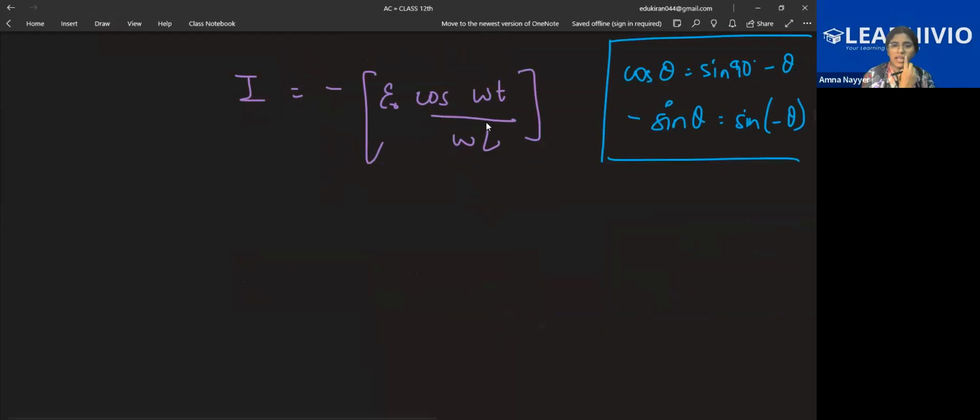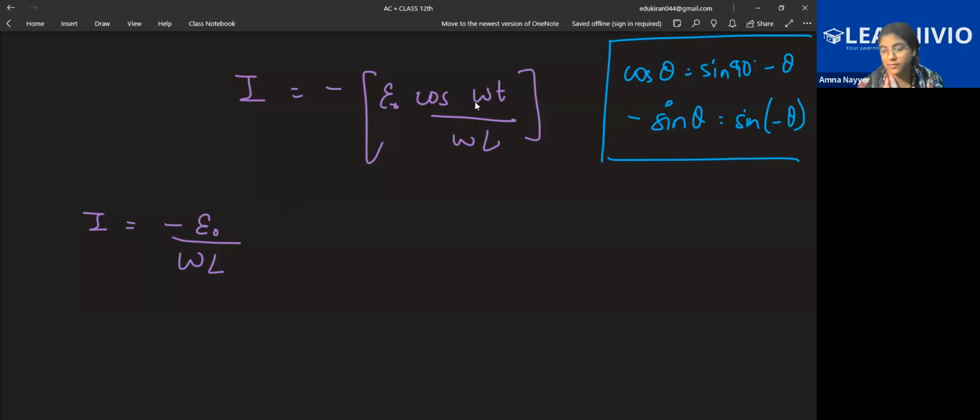So what do we have? I is equal to minus E naught cos omega t divided by omega L. Zara, please open the camera. Now let's write every term together. Minus E naught divided by omega L, cos omega t. Now the equation that you get here, what is this?